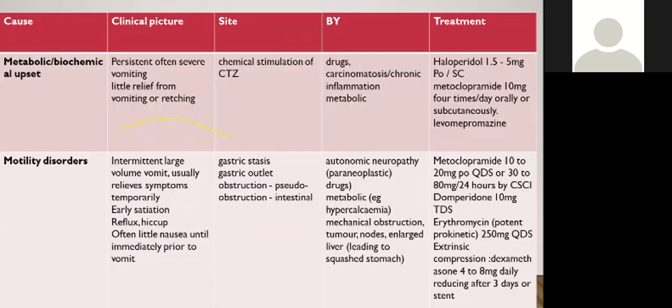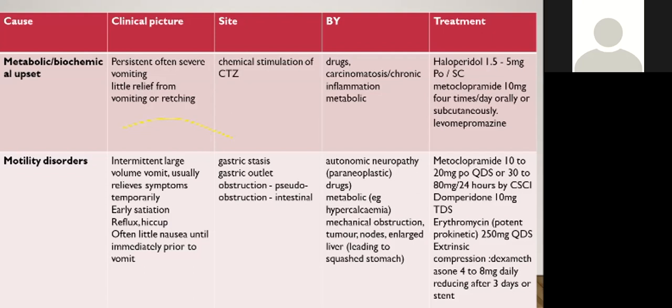So I've divided the management depending on the cause now. If it's a metabolic or biochemical upset, what will be the clinical picture? The patient would present with persistent or severe vomiting, and there is little relief from vomiting or retching. If it's a gastric stasis problem, then once you vomit, you might have some relief. But in a metabolic or biochemical cause, the nausea and vomiting is a persistent symptom, and there isn't much relief from vomiting or retching. And as I mentioned before, the site is the chemoreceptor trigger zone, CTZ.